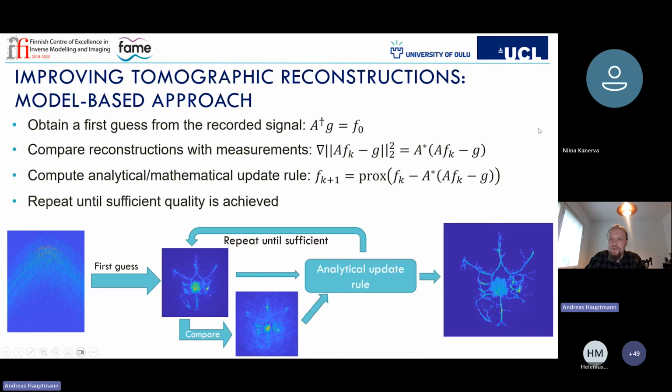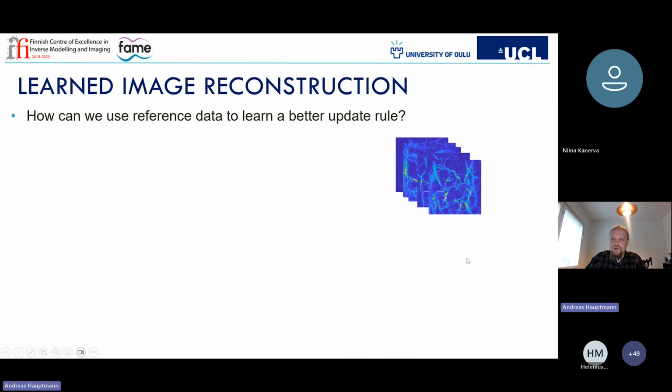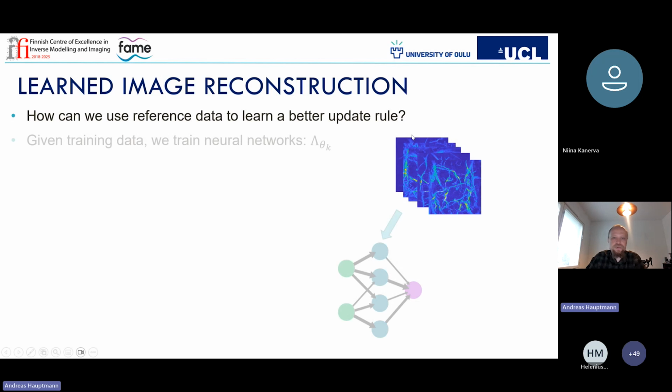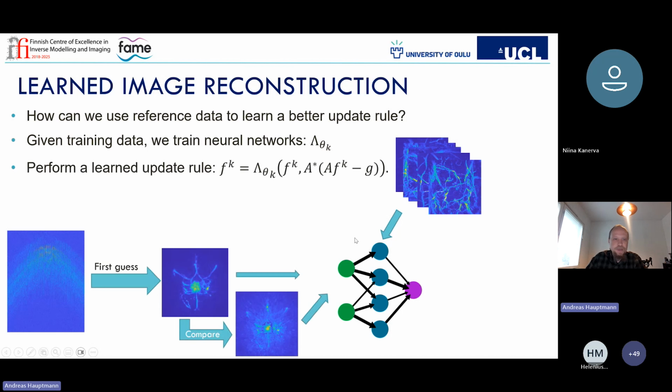Okay, so how could we now use deep learning in this framework? Let's give them some training data. Now we have training data, and instead of handcrafting update rules, we take this training data and train a neural network, or in this case, multiple neural networks, that replace, if we go back to the previous algorithm, our update rule. So the analytical update rule is now replaced by this neural network.